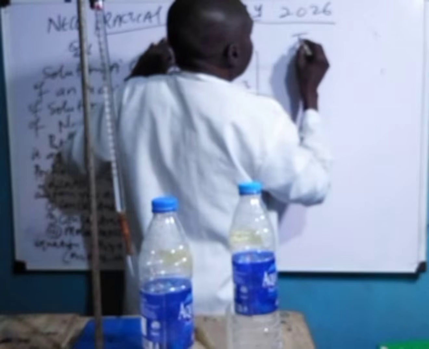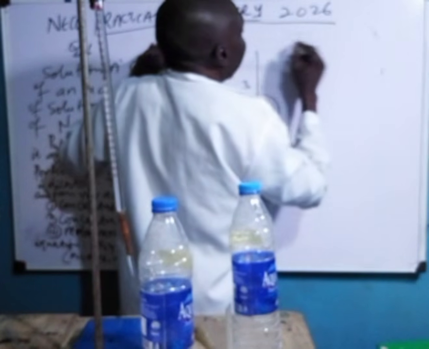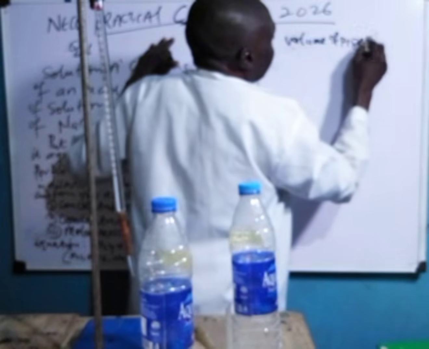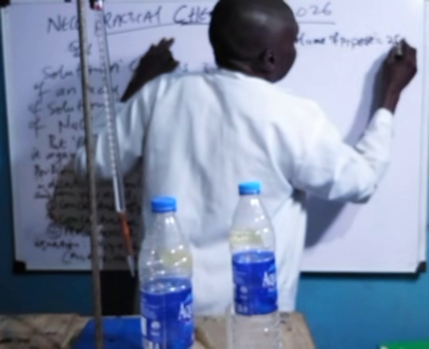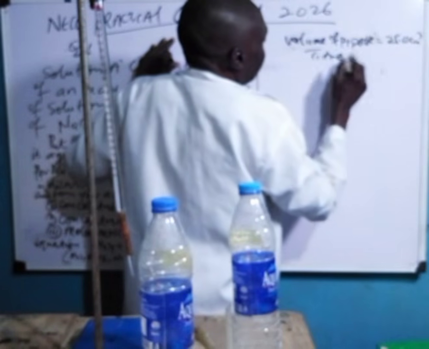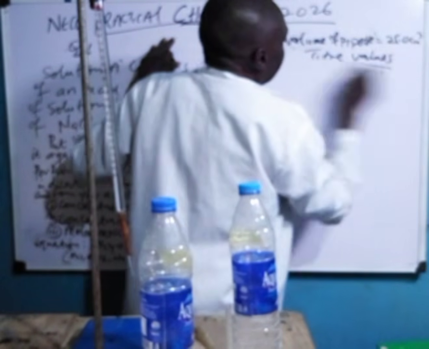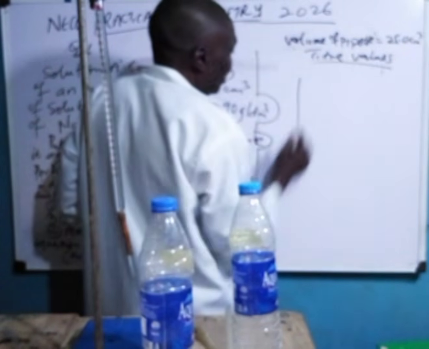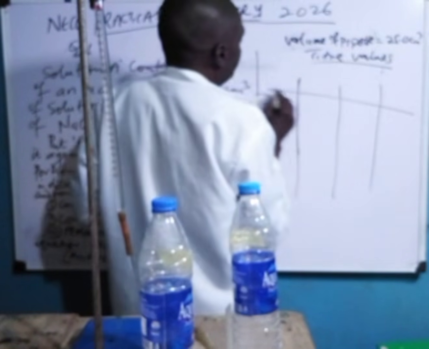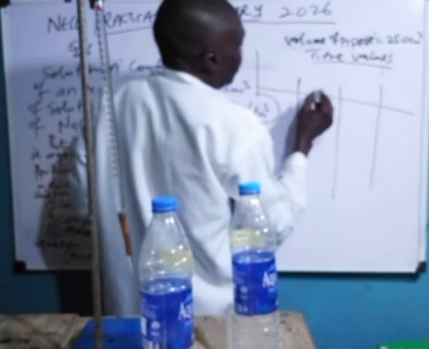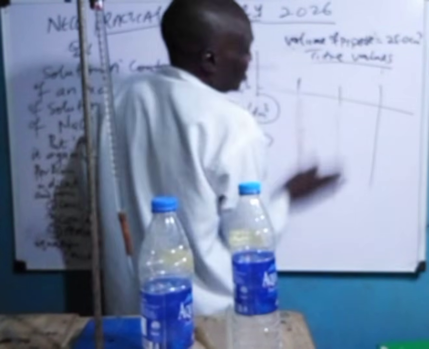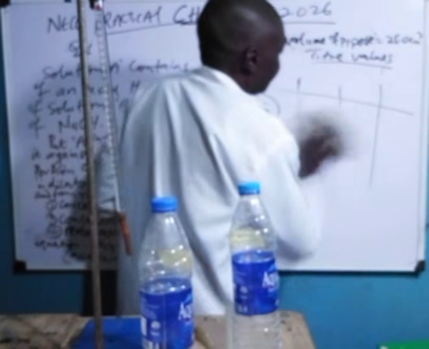Before you draw the table, write volume of pipette, 25.0 cm cube. Titer values, or titration, whichever one appeals to you. Just draw a table. Three columns will do. Let me increase this space.